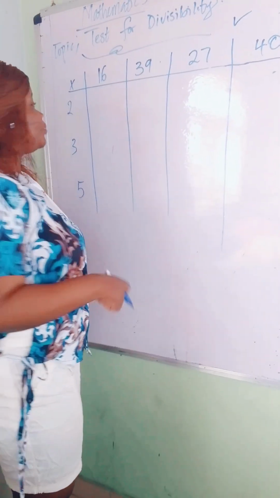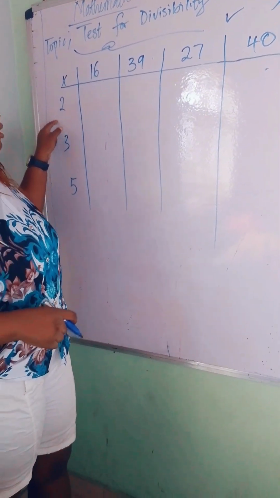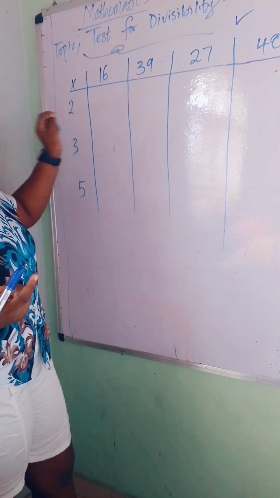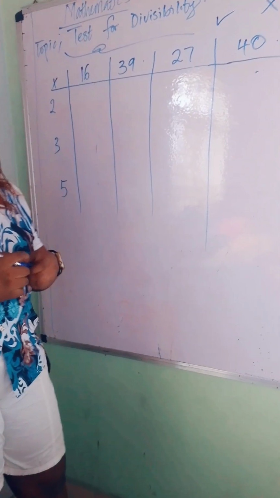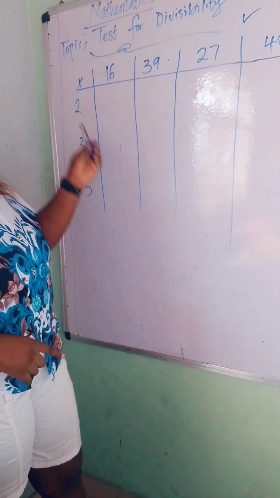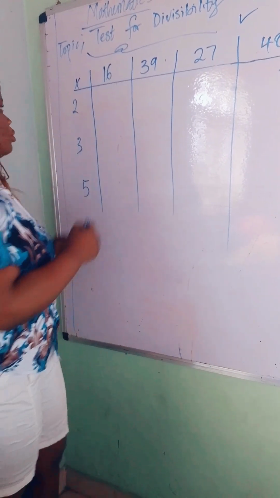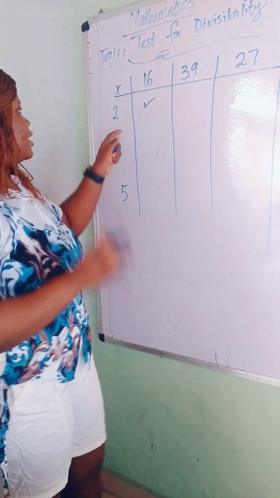So let's go. 16. Can 16 be divisible by 2? Let's see. 16 ends with 6. And numbers that end with 2, 4, 6, 8, and 0 can be divisible by 2. So of course 16 is divisible by 2. We tick it, right?